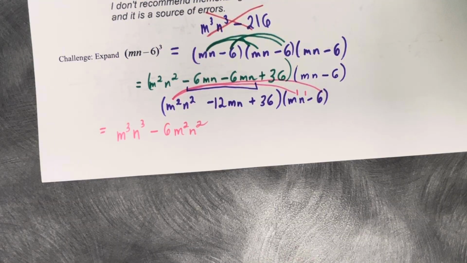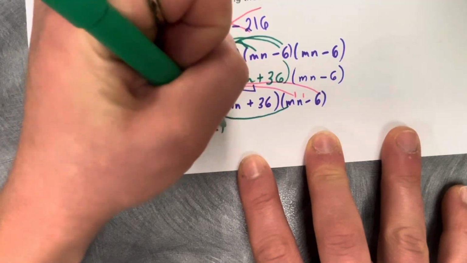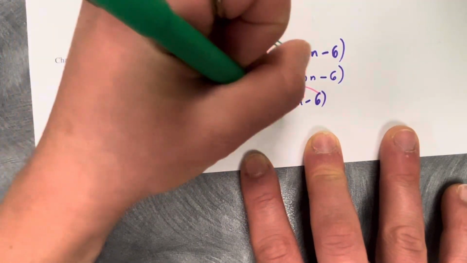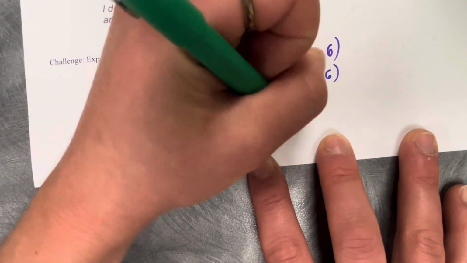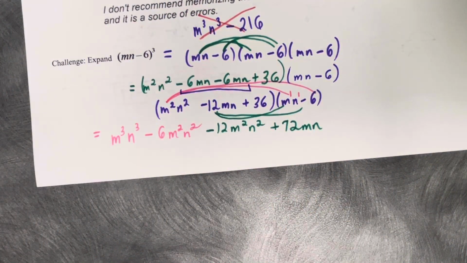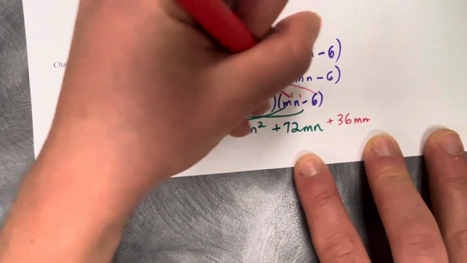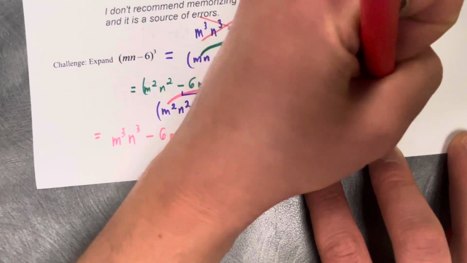And then we go for the second term. So negative 12 mn times mn gives us negative 12 m squared n squared. Negative 12 mn times negative 6 gives us positive 72 mn. And then we do the last term. 36 times mn and 36 times negative 6, which is negative 216.